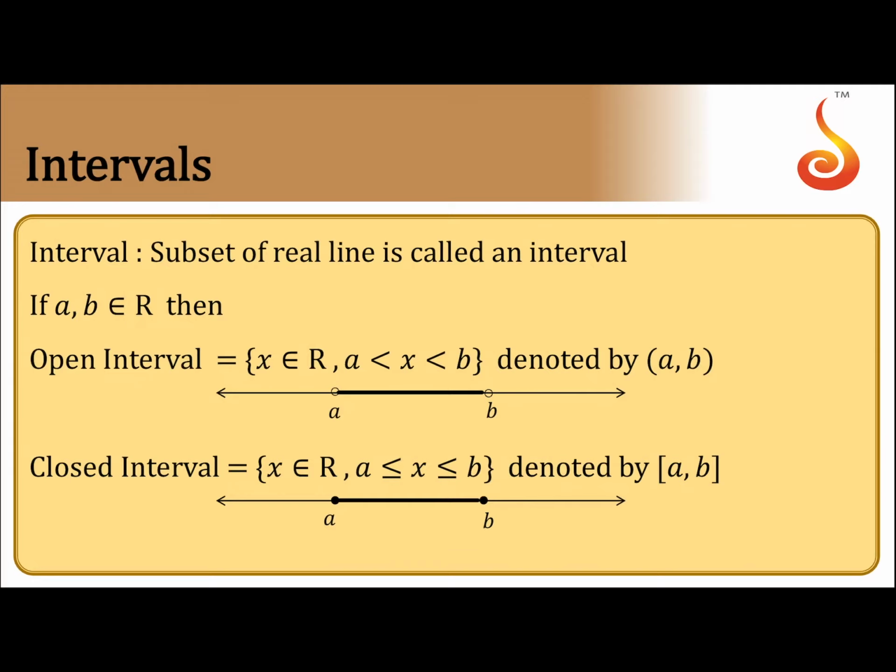Interval. The subset of a real line is called an interval. If a, b are two real numbers, then the set of all real numbers between a, b excluding a and b is called an open interval.